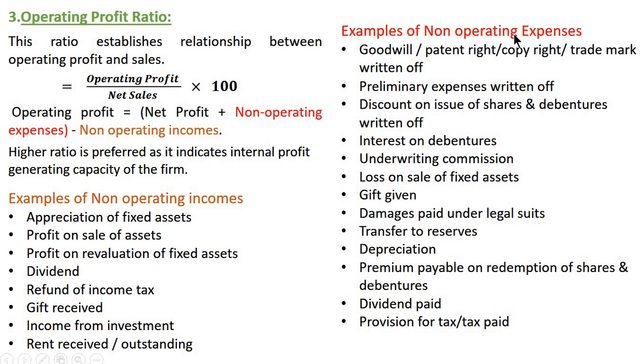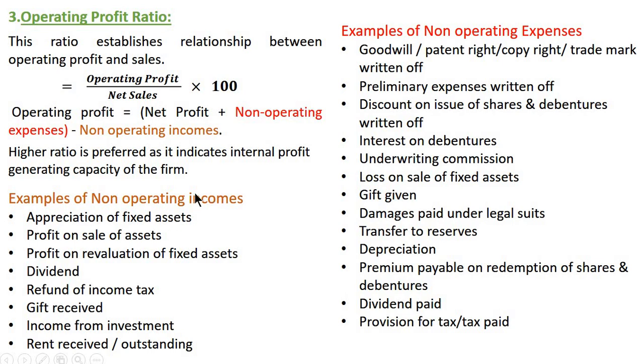Here are the examples of non-operating expenses: goodwill, patent right, copyright, trademark written off, preliminary expenses written off, discount on issue of shares and debentures written off, interest on debentures, underwriting commission, loss on sale of fixed assets, gift given, damages paid under legal suits, transfer to reserves, depreciation, premium payable on redemption of shares and debentures, dividend paid, provision for tax, and tax paid. These are the examples of non-trading expenses which need to be added to the net profit.